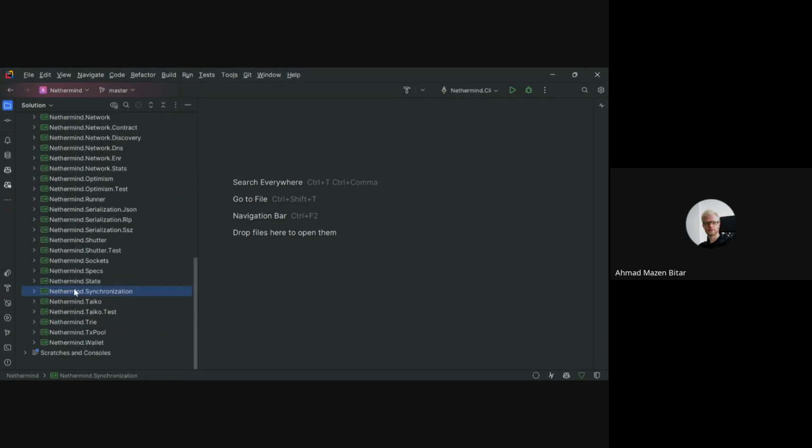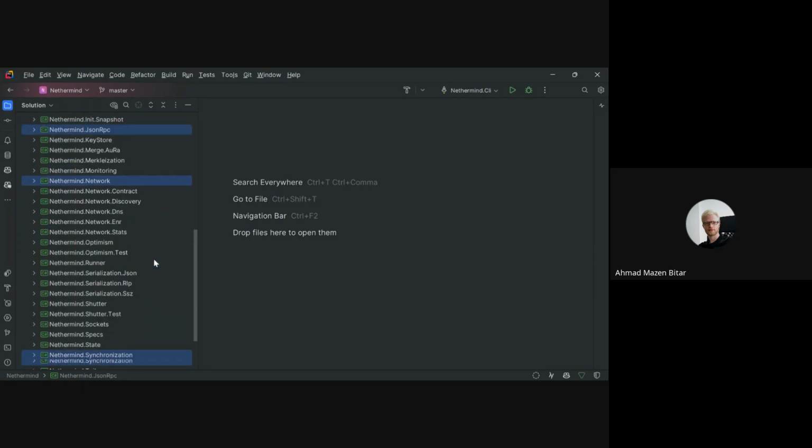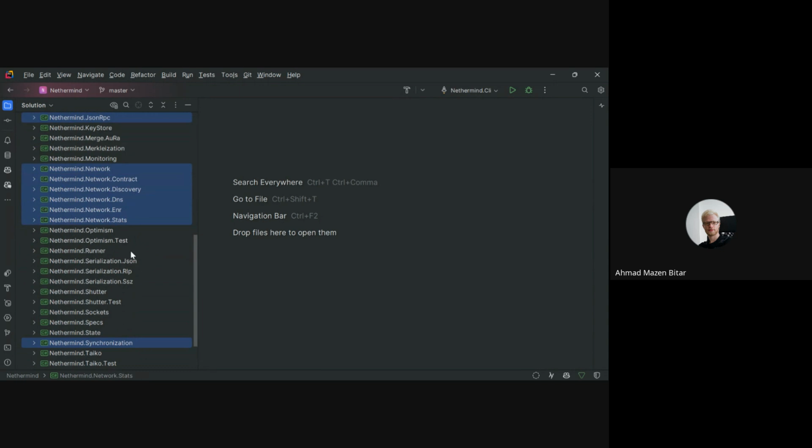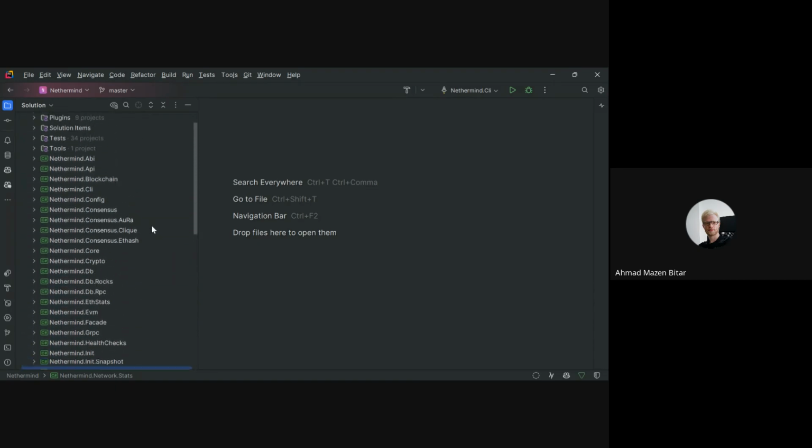So going back to synchronization and network and JSON RPC, all of these are important to look into, because they have the potential to contain DOS attack vectors. Someone could potentially use the P2P protocol to DOS Nethermind clients on the network, and this would lead to a lot of the Ethereum participants going offline because of this DOS attack. So this is very important as well.